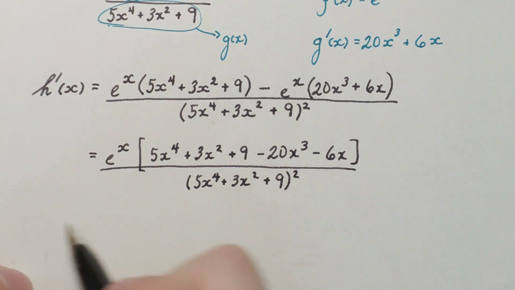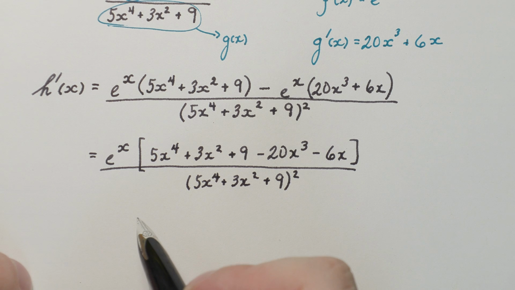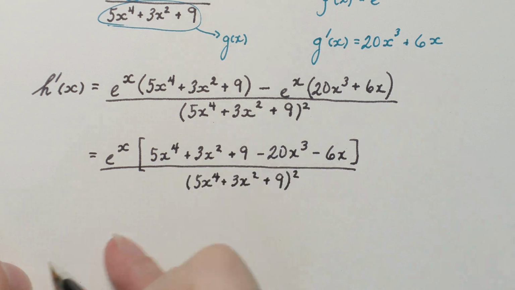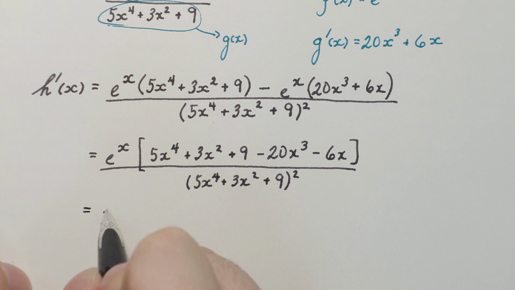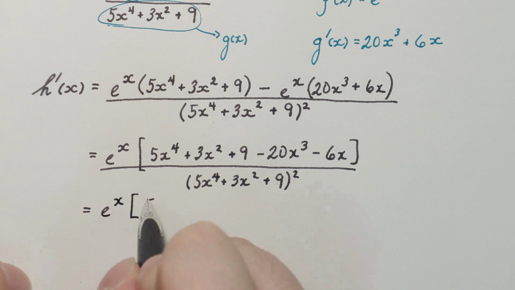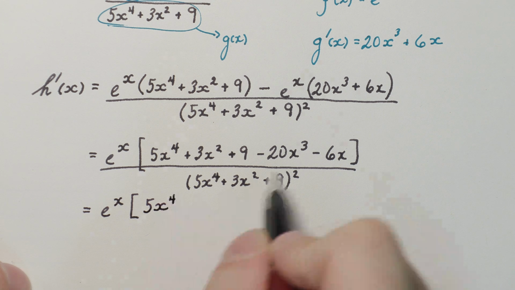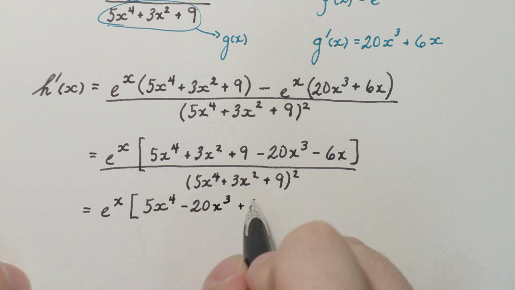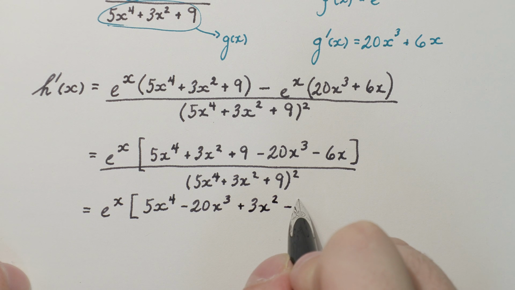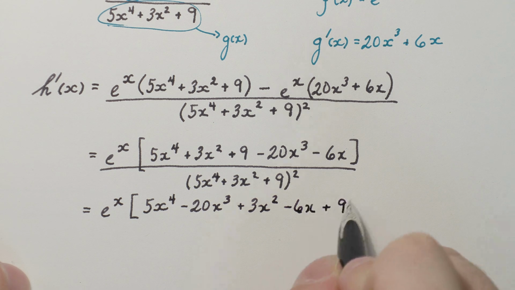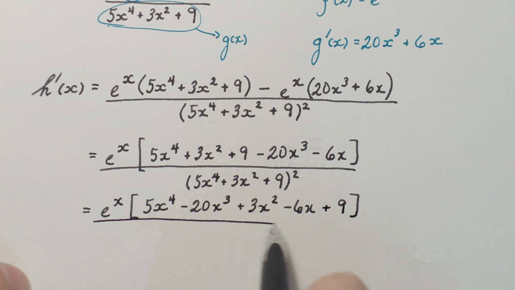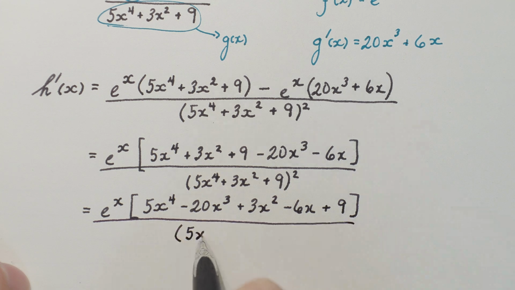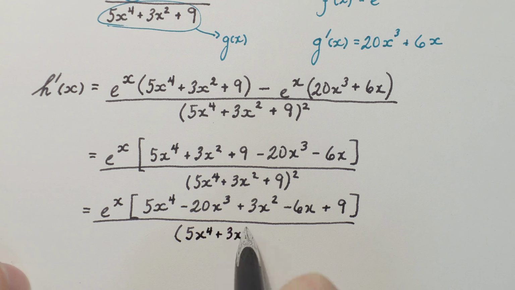So I can write that in, I guess, descending order of the exponent. So I got e to the x, 5x to the fourth, here's the minus 20x cubed, plus 3x squared, minus 6x plus 9, all divided by that bottom function squared. And we're done.